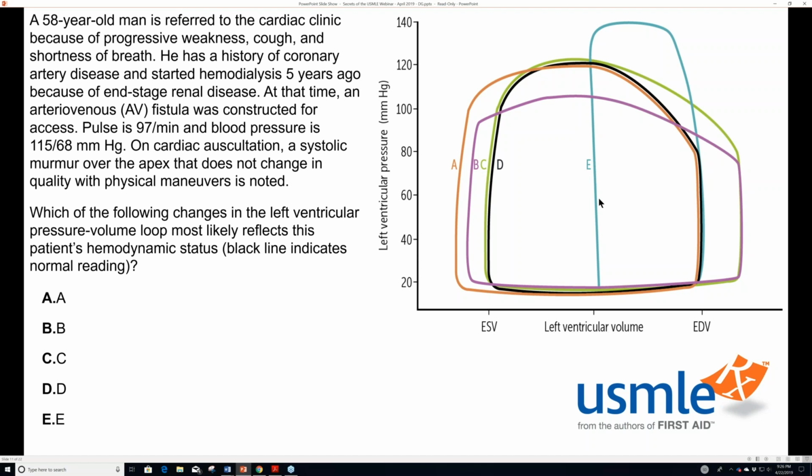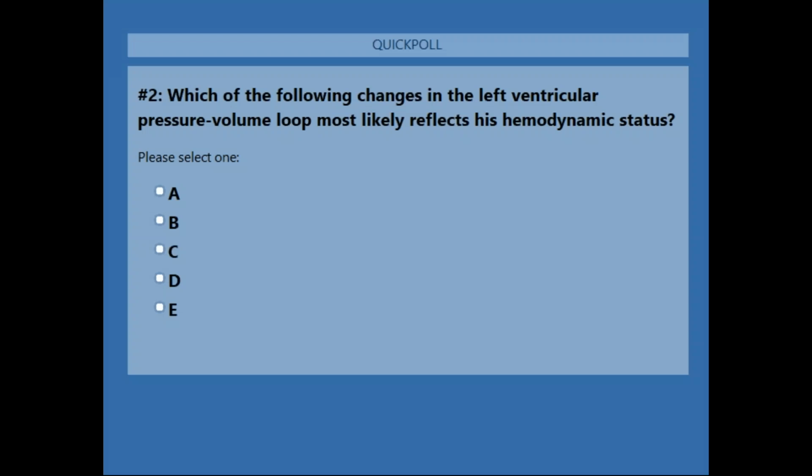All right, so you guys take a minute, think about the clinical presentation, and then think what pressure volume loops match best. All right, so I'll give you guys a second, then we'll go ahead and open up the poll. So here we go. So hopefully you have a letter in mind corresponding to the pressure volume loop, and here we go. A, B, C, D, or E.